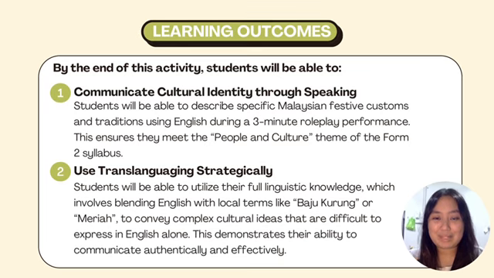My name is Clarabel Anak Francis, and next I will be presenting the learning outcomes that we will achieve by the end of this activity. So, by the end of these activities, students will be able to communicate their cultural identity through speaking. Students will be able to describe specific Malaysian festive customs and traditions such as foods, greetings, and rituals using English during a 3-minute roleplay performance. This ensures that they meet the people and culture theme of the Form 2 syllabus.